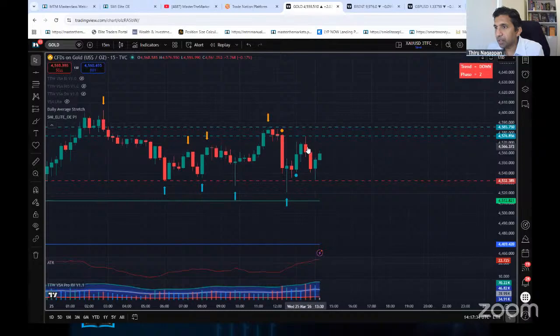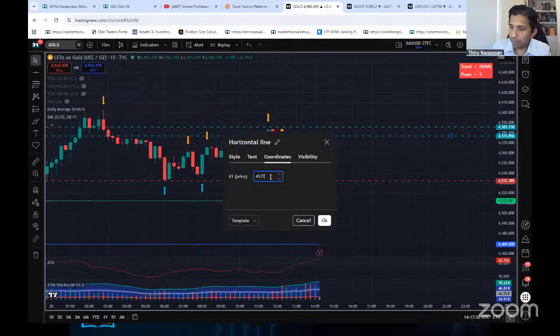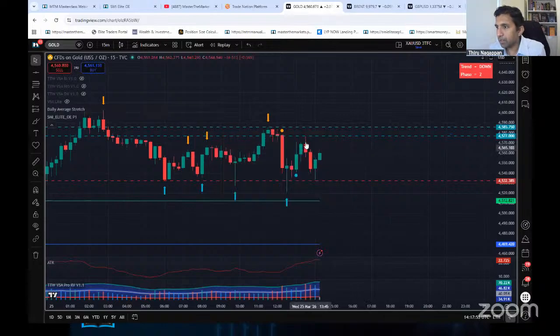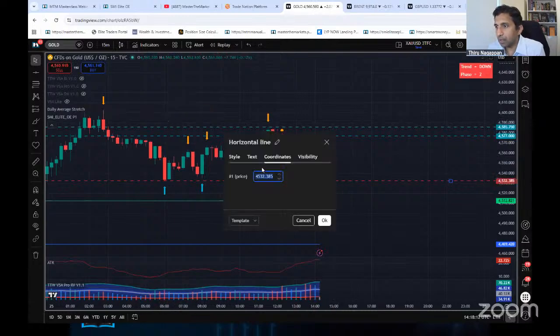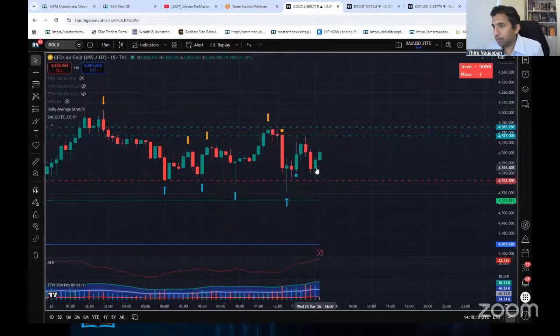So let me see. So on the high, 4576.55. So I will give it at 4577. Okay, give it some spread as well. Make sure you add the spreads accordingly. It's important. 4577, right? So here, 4576.55. So 4577. And then the stop loss here, 4532, isn't it? 4532.50, okay? 4532.50. I'll put it here, right?